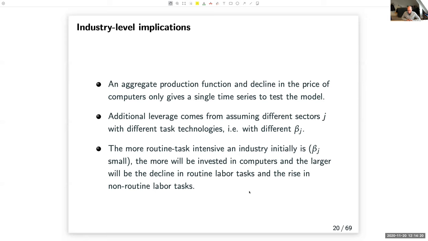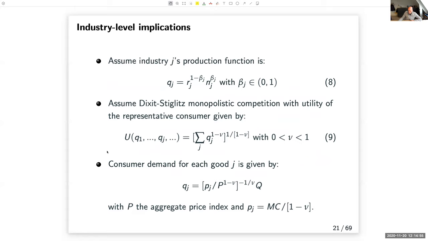So basically, we've just looked at a comparative statics exercise, a fall in the price of capital, and that led to shifts in relative factor demands. And what this is basically saying is that these dynamics are going to play out to a larger extent if you initially start off with a sector that is more routine task intensive, or if beta J is smaller. To show that, you can start from a standard Dixit-Stiglitz formalization of the product market. So assume that industry J's production function is given by Q_J, R_J to the power 1 minus beta J, N_J to the power beta J.